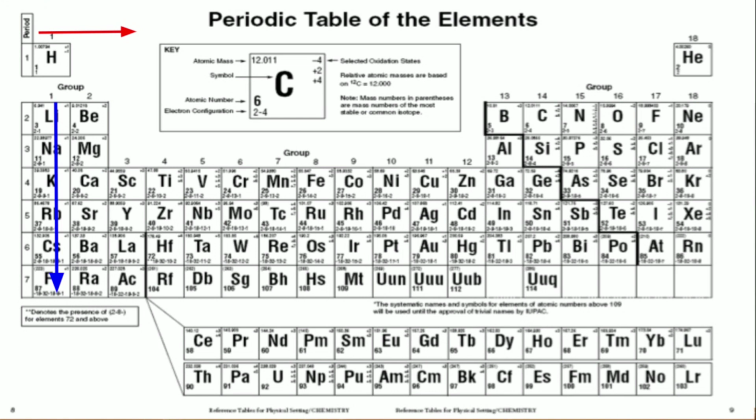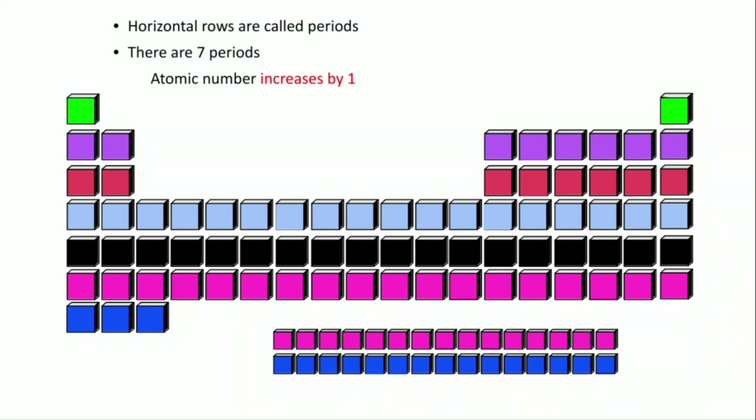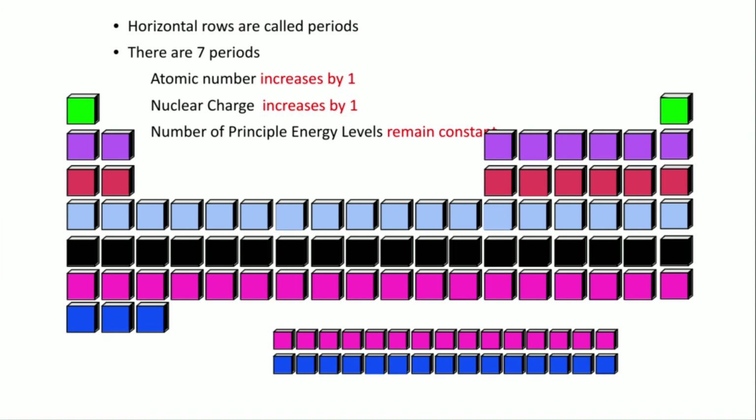So here you can see our periodic table, and you can see that the periods are horizontal, and there are 7 periods, and the groups are vertical, and there are 18 groups. So when we examine the periods, what we can see is that the atomic number increases as we move from left to right. The nuclear charge also increases because the nuclear charge is always the atomic number. The number of principal energy levels in a period, in a horizontal row, is constant.